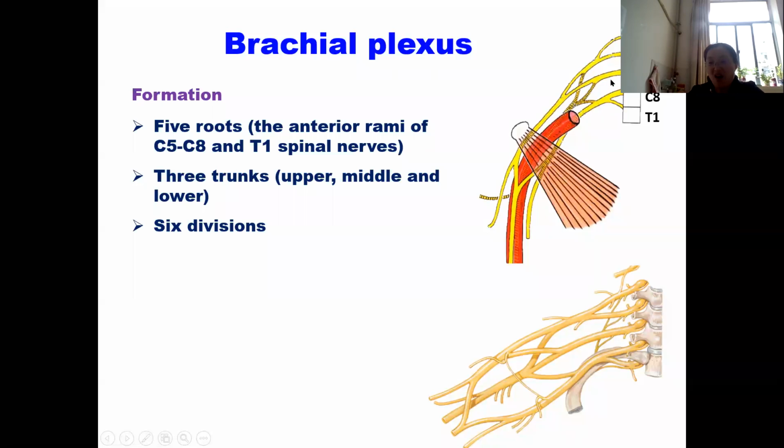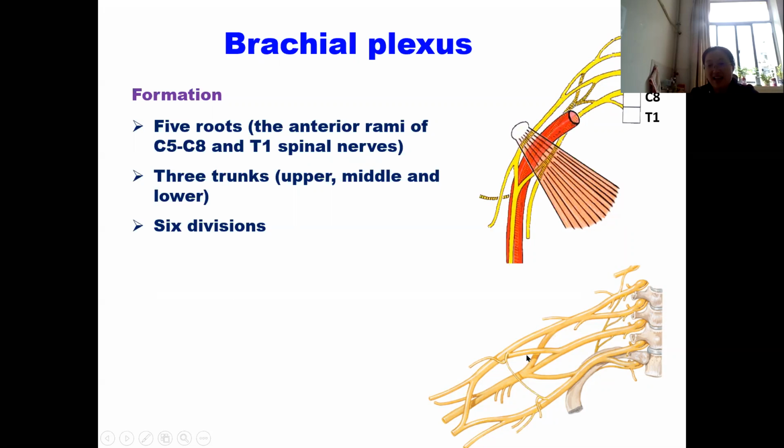It is located or passes through here. There is one muscular space we call the scalenus fissure. The features of it are, first, these roots join together and form the upper, middle, and inferior three trunks. Then each trunk can be further divided into an anterior division and a posterior division.